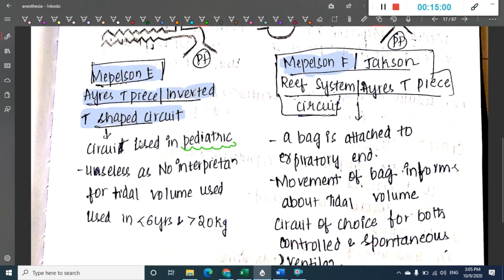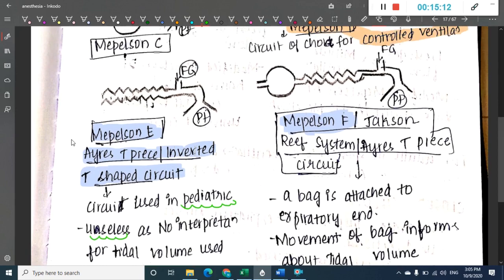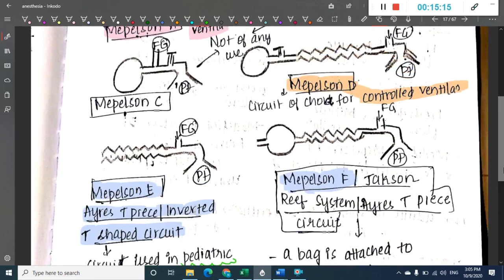Actually, this Mapleson E is useless as you cannot do any interpretation for tidal volume. No interpretation for tidal volume is used in Mapleson E, because there is no bag and mask ventilation. There is no bag attached to it.